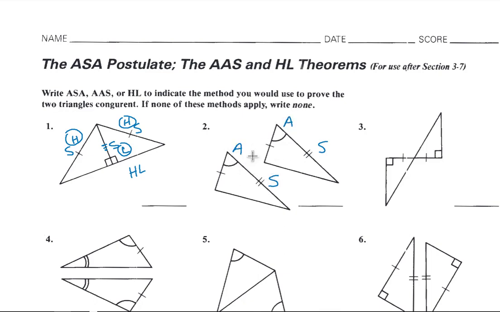Looking at number 2, we have a side angle side pattern. It's also important to see that the pattern is the same on both triangles for it to match, and so they're congruent by side angle side.